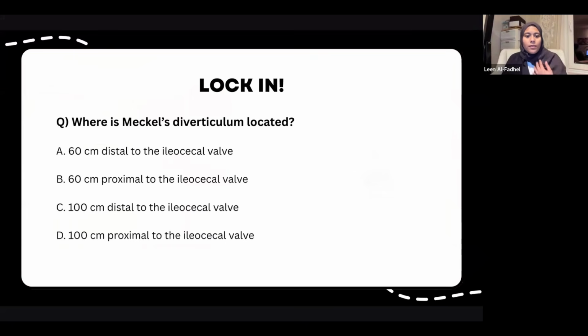So let's lock in. Where is Meckel's diverticulum located? Give you a few seconds to answer this. Could pause the video if you'd like. B. 60 centimeters proximal to the ileocecal valve.